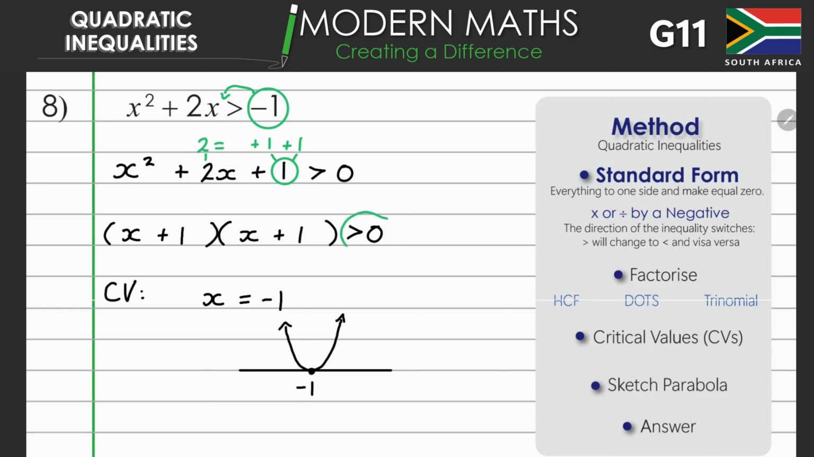Now, I want to know where this parabola is above 0. It's actually above 0 everywhere except for one value. There's one particular x value where it equals 0, and that's at the critical value of -1. So at -1, it equals 0, so you can't include that in your answer. So basically you've got to say x can be anything except for -1. So how we say that mathematically is x is an element of real numbers, semicolon, x cannot equal -1.